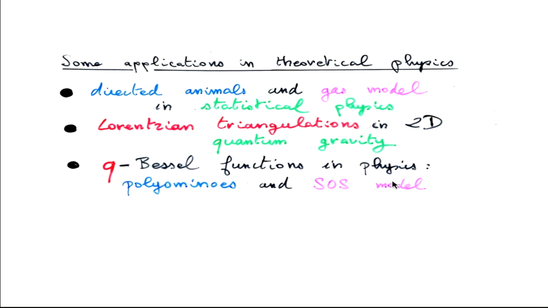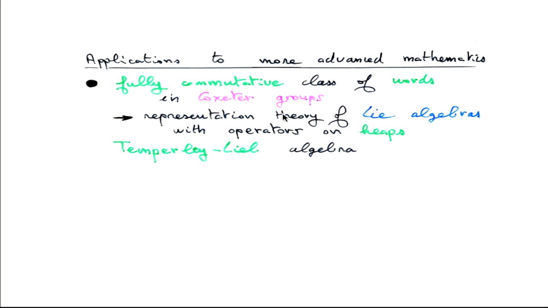All this also will be connected to HIPS of paths. So we will learn a little of physics if you would like to go outside the field of mathematics. Then there will be applications to more advanced mathematics. I may have no time to go further, but I will explain what the fully commutative class of words in the first Coxeter group, which is a symmetric group, is. So there is a notion of fully commutative class, and this is all explained with HIPS of paths.